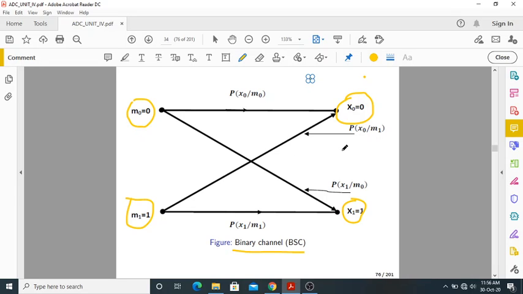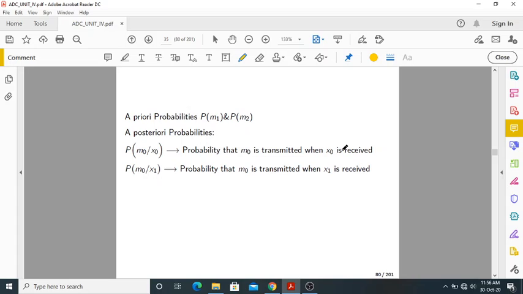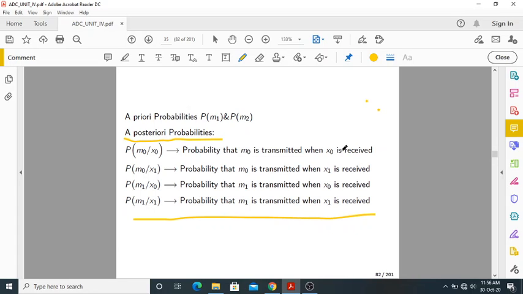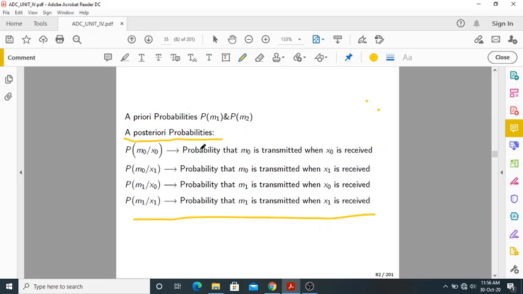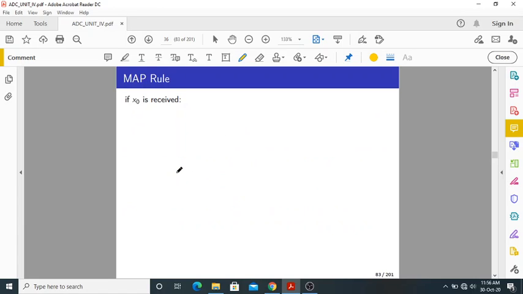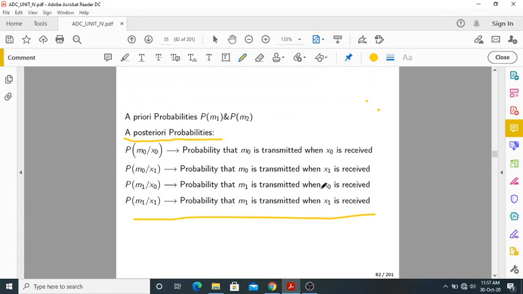That is nothing but decoding. You have to decode what is transmitted. So how to decode? That is given by the MAP rule, maximum a posteriori probability. We take the maximum a posteriori probability, so whichever has the maximum a posteriori probability, we take the decision in favor of that particular signal. Let me explain. Suppose x0 is received. What are the two possible a posteriori probabilities?